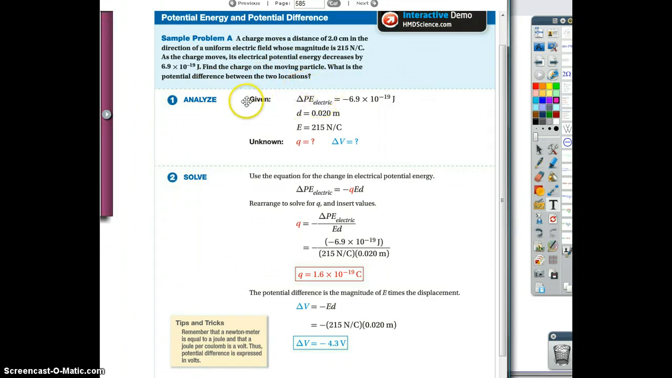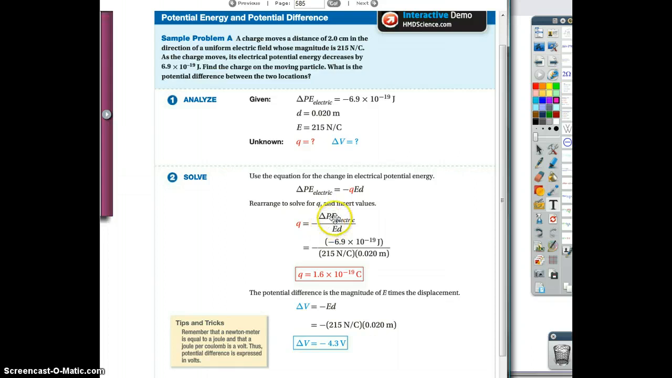So, first of all, let's look at what's given. The change in potential energy is negative 6.9 times 10 to the negative 19th joules. Distance is 2 centimeters. They changed it. Electric field strength is 215 newtons per coulomb. Find charge, find V. So, part 1. Find the potential energy. So, potential energy equals negative QED. We're trying to find Q, so we will divide ED over, and the negative for that matter.